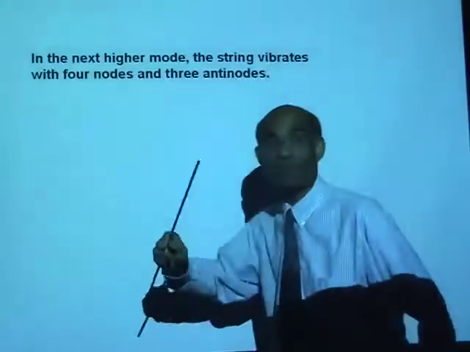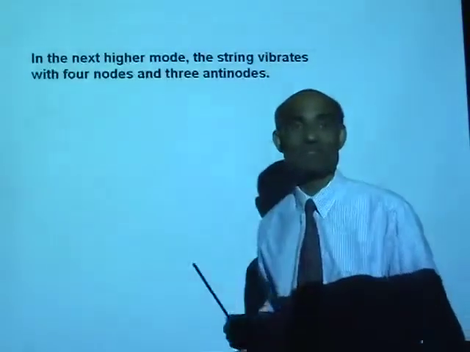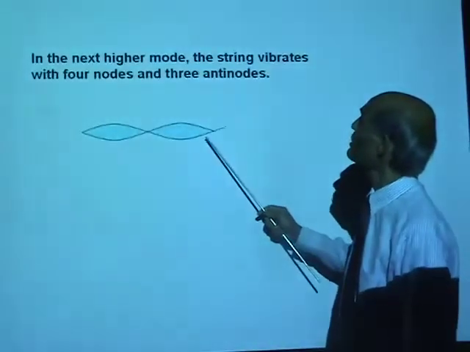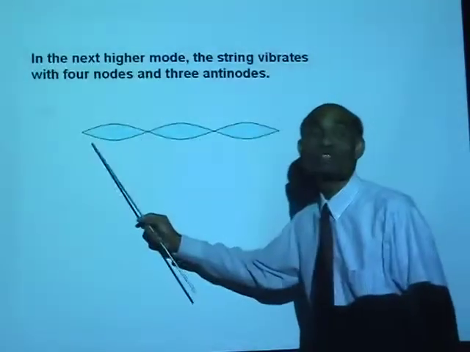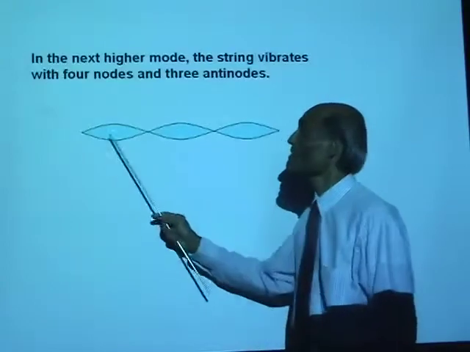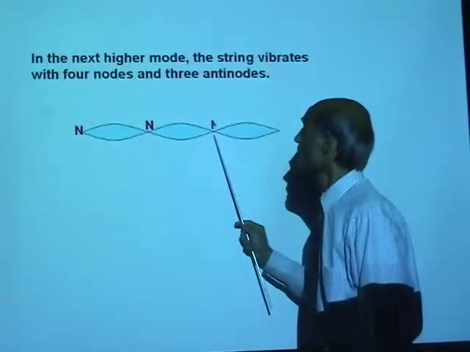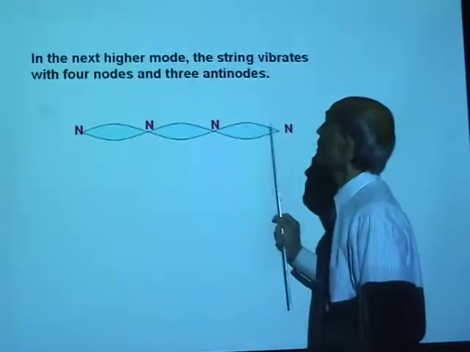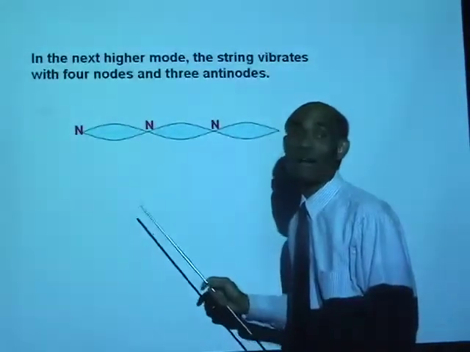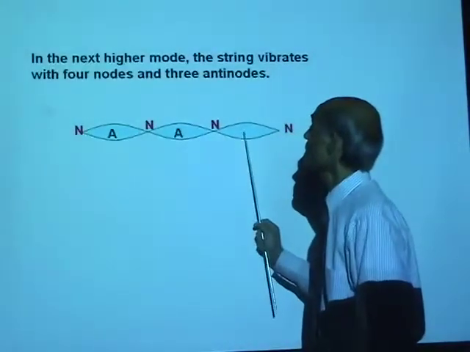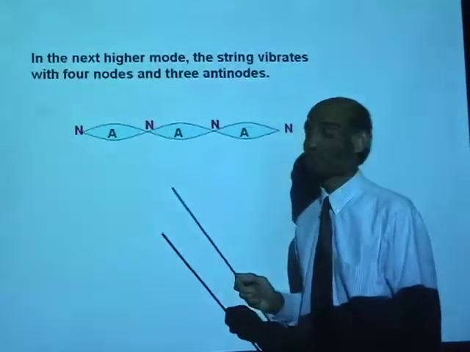The string will vibrate in 3 segments. Now look at these segments. This is the third mode of vibration. You have a node there, a node, a node, a node. There are 4 nodes. And how many antinodes? An antinode, an antinode, an antinode.